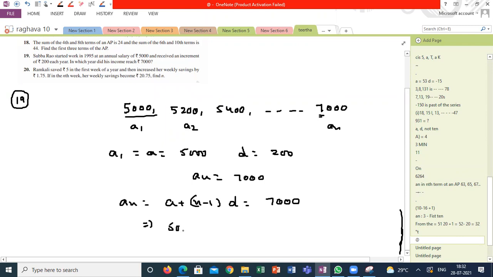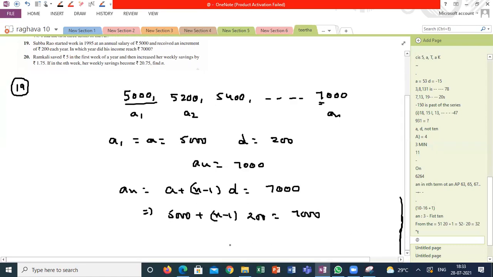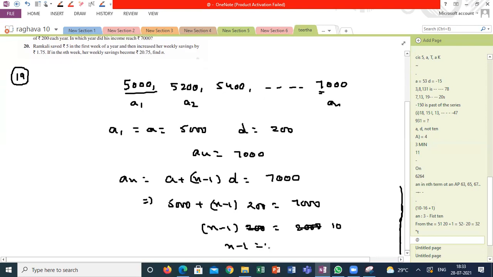A is equal to 5,000, n minus 1, D is equal to 200, equal to 7,000. So n minus 1 into 200 is equal to 2,000. So n minus 1 is equal to 10. So n is equal to 11. So in the 11th year, he will get an annual income of 7,000 rupees.